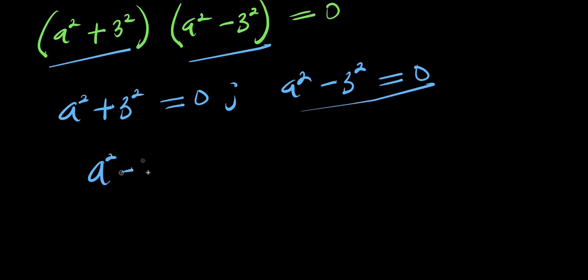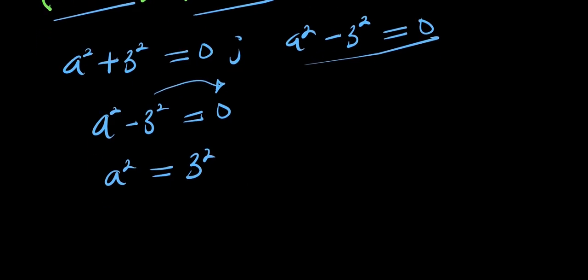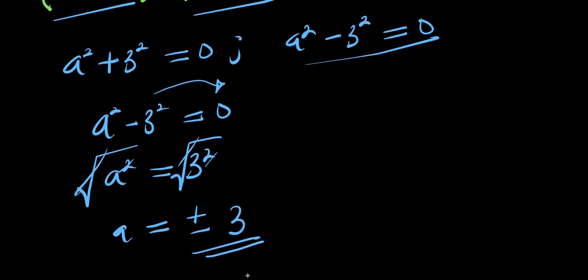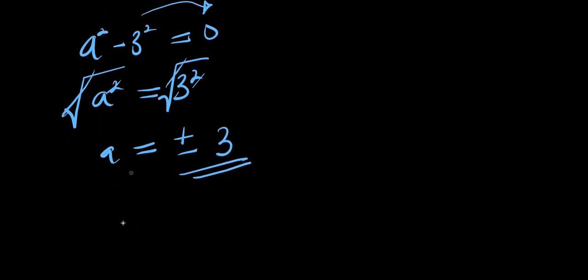I have a squared minus 3 squared equals 0. I move this over here, I have a squared equals 3 squared. I solve for a by taking the square root. Let's cancel this. I have a equals plus or minus, and let's cancel this, we have 3. So I have two real values for a: a1 equals 3, and a2 equals negative 3.